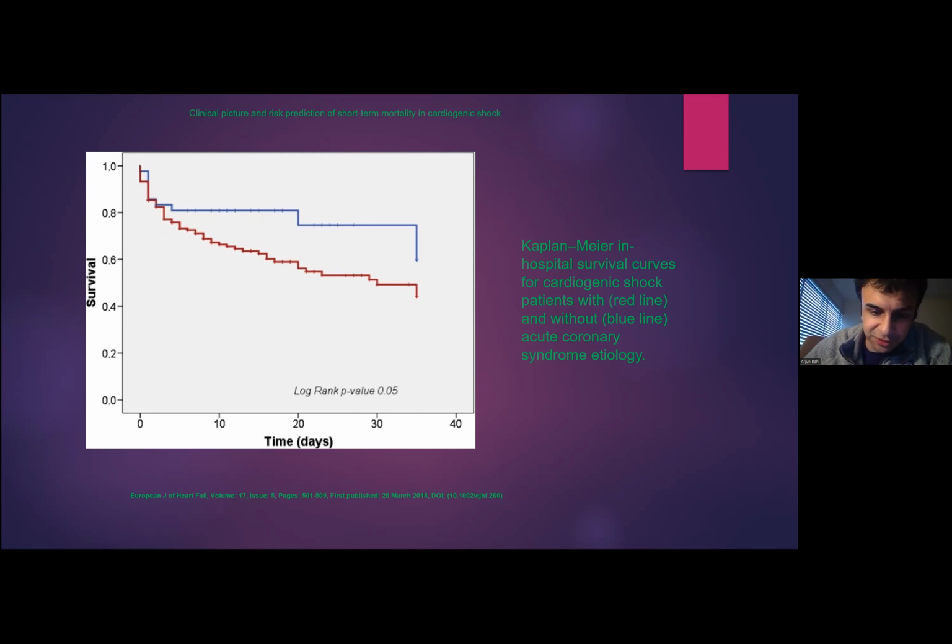One thing is that patients with NSTEMI cardiogenic shock sometimes do worse. The main reason for that is those people aren't going straight to the cath lab. That's probably the most important urgent intervention for acute coronary syndrome cardiogenic shock: early revascularization, which I'll also talk about soon.